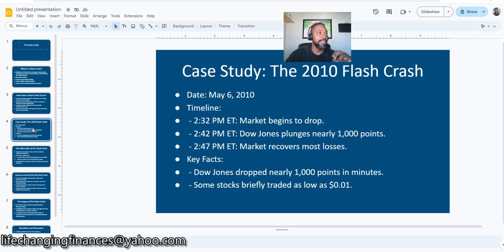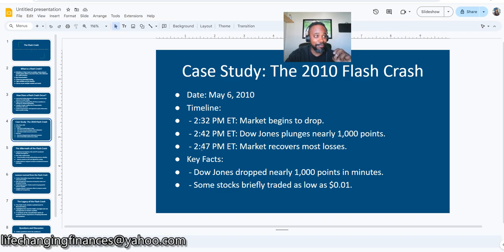Now, there was a case study for the 2010 flash crash, which was on May the 6th, 2010. Here's the timeline. At 2:32 p.m. Eastern Time, markets began to drop. By 2:45 p.m., the Dow Jones plunges nearly 1,000 points.